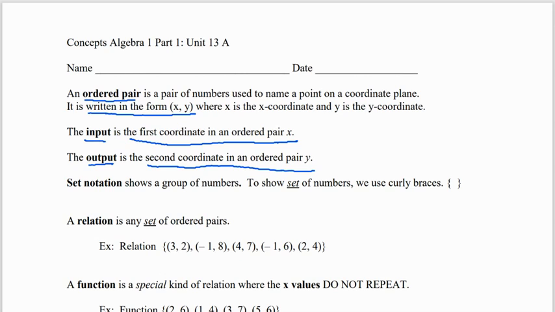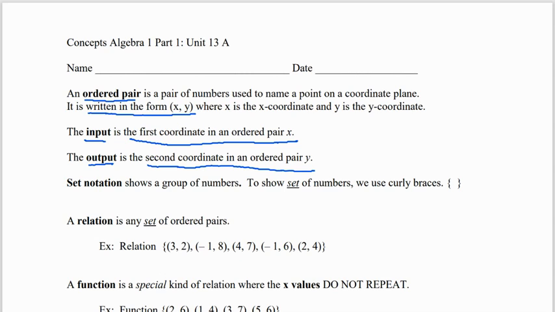Please pause if anyone needs more time to copy something before I move on. So we have our ordered pair, which is the actual combination of x and y. It's a point. The input represents the x value, the first coordinate, and the output represents the second coordinate, which is y.